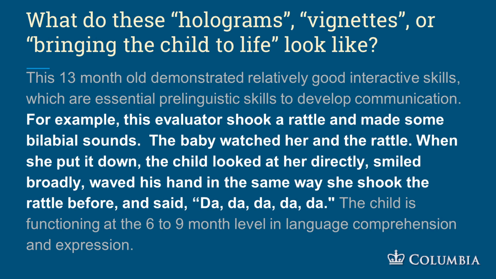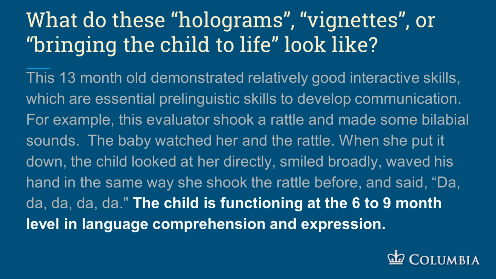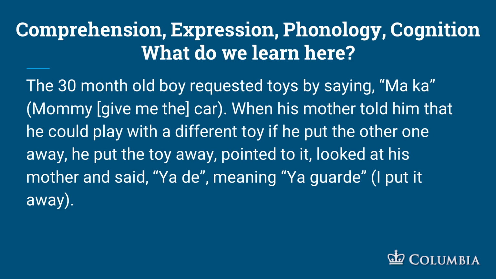Now I'm going to give you my hologram. For example, this evaluator shook a rattle and made some bilabial sounds, ba ba ba ba ba ba. The baby watched her and the rattle. When she put it down, the baby looked at her directly, smiled broadly, waved his hand in the same way she shook the rattle before, and said da da da da da. The baby is functioning at 6 to 9 month level in language comprehension and expression.